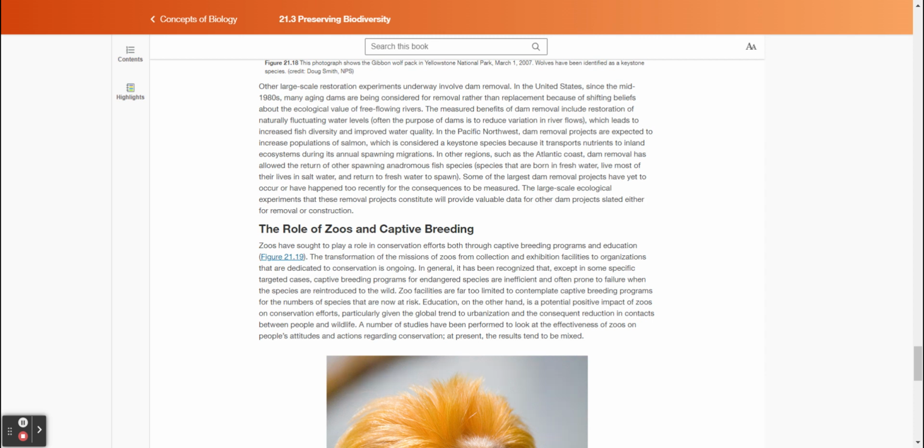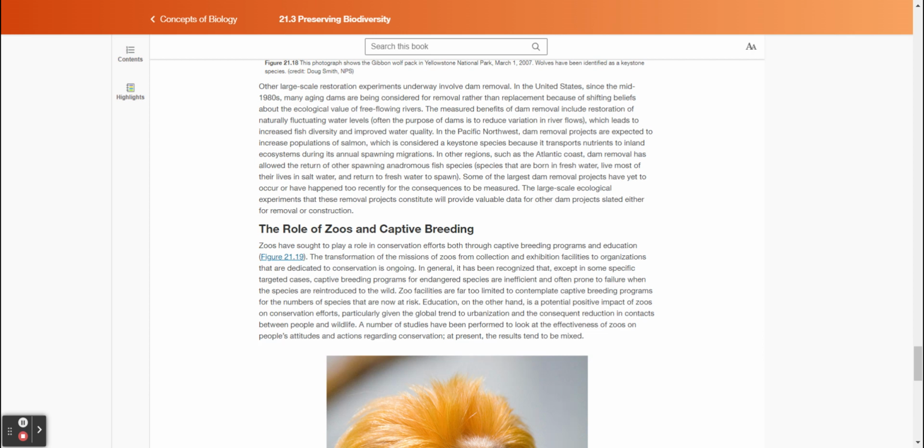water quality. In the Pacific Northwest, dam removal projects are expected to increase populations of salmon, which is considered a keystone species because it transports nutrients to inland ecosystems during its annual spawning migrations. In other regions, such as the Atlantic coast, dam removal has allowed the return of other spawning anadromous fish species. Anadromous species are born in freshwater, live most of their lives in saltwater, and return to freshwater to spawn.